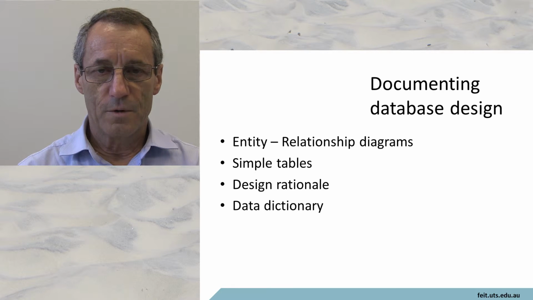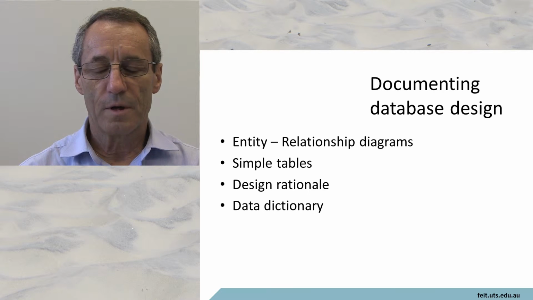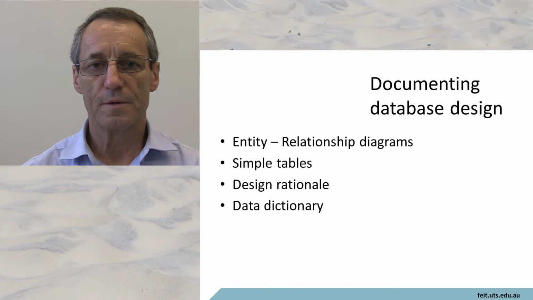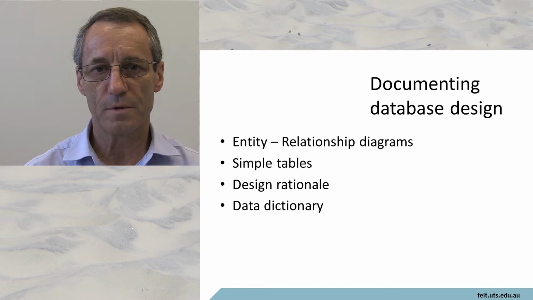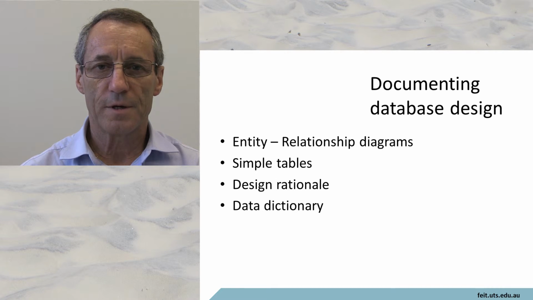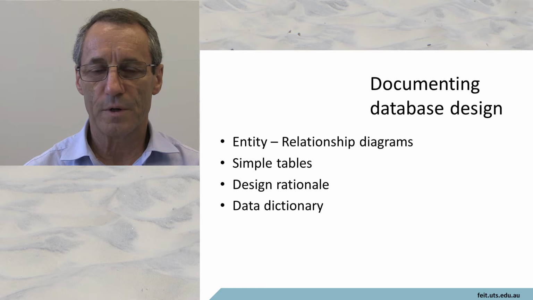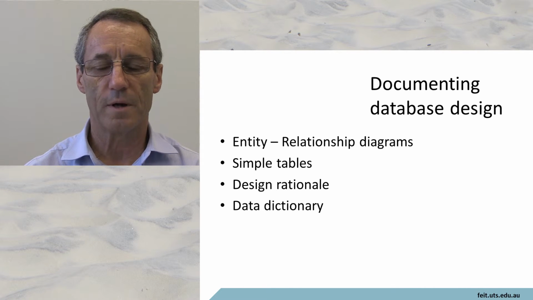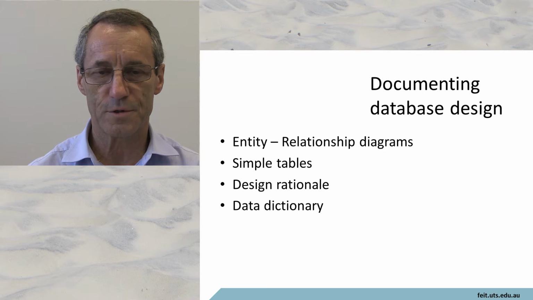You could also try to think about how you're going to describe and record the design rationale. Why did you put the elements where you did, or the entities where you did? And I have seen somebody also document a data dictionary as part of their database design. So that's something you might think about. Are you going to do one? If so, how is it going to be done?